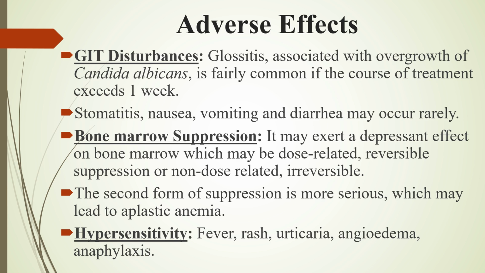This bone marrow suppression may be dose related reversible, or it may be non-dose related irreversible. If this suppression is of the second type, non-dose related irreversible suppression, this is obviously the more serious form, and this may lead to aplastic anemia. Aplastic anemia is the deficiency of the red blood cells due to bone marrow disorder.